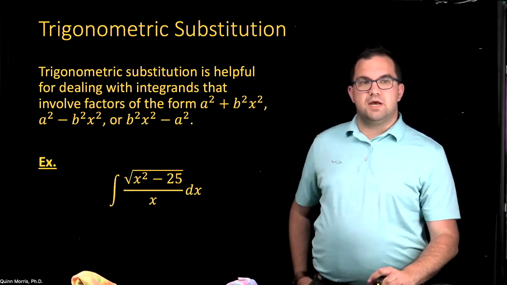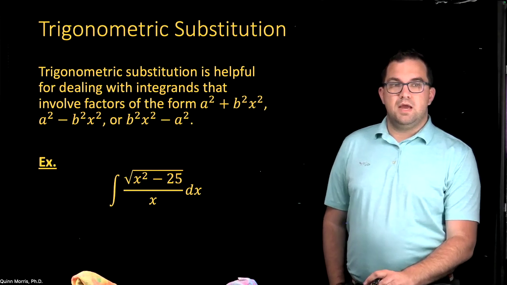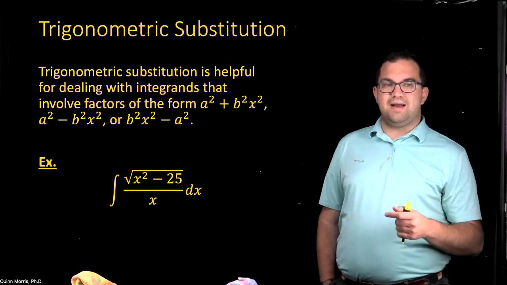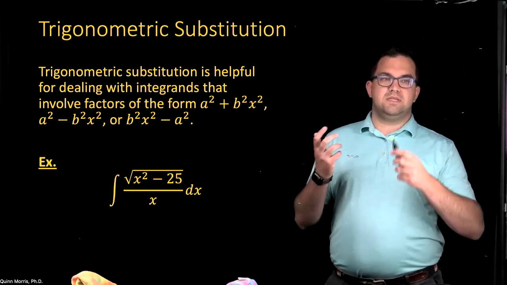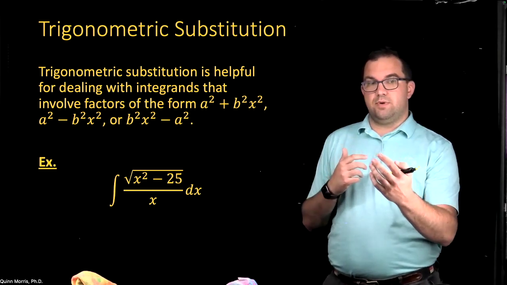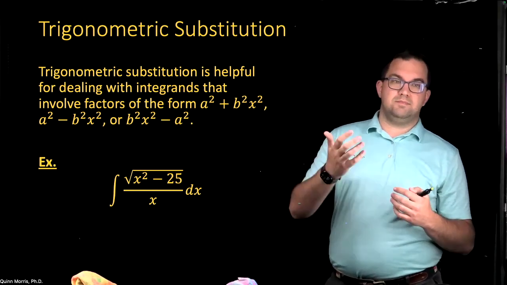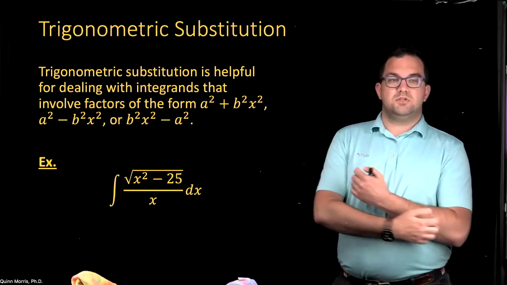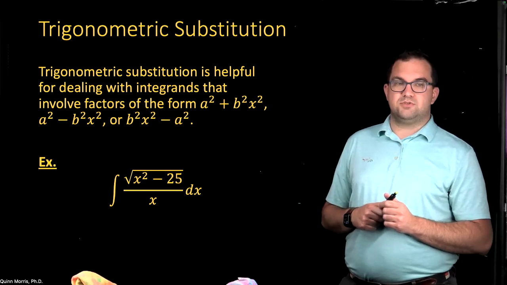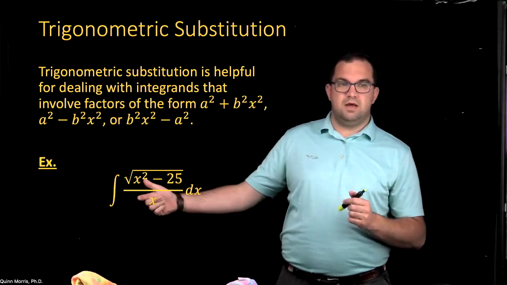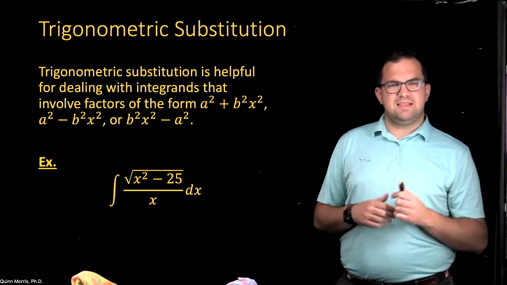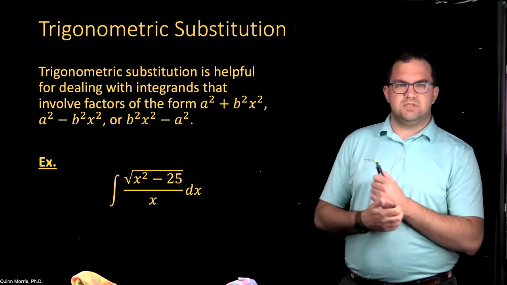The third method of integration we discussed was trigonometric substitution. And trigonometric substitution was helpful in the particular case that our integrand involved a factor of the form some constant plus a constant times x squared, some constant minus a constant times x squared, or some constant times x squared minus some other constant. So for example, if I look at this integral, the integral of square root of x squared minus 25 over x, I see that sort of term sitting here in the numerator, this x squared minus 25, and that makes me think that this may be a candidate for trigonometric substitution.